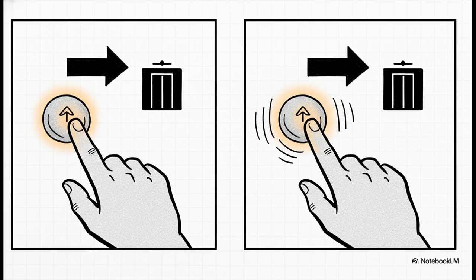Think about pressing an elevator button. You press it once, the light goes on. You press it 10 more times, the light just stays on. It doesn't call 10 more elevators. That predictability is absolutely crucial for building reliable systems.